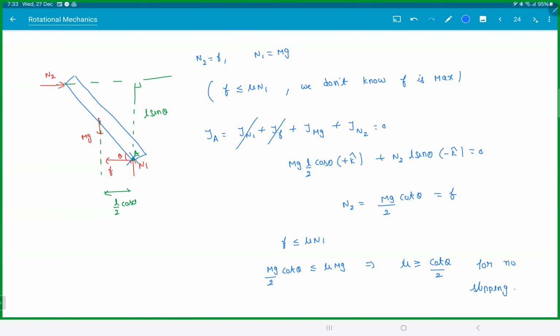So this is the axis now. Extend the line, drop the perpendicular. This distance was L by 2. So this is L by 2 cos theta. This is L by 2 sin theta. Check out the perpendicular distances. Ask me any step you're not clear with.